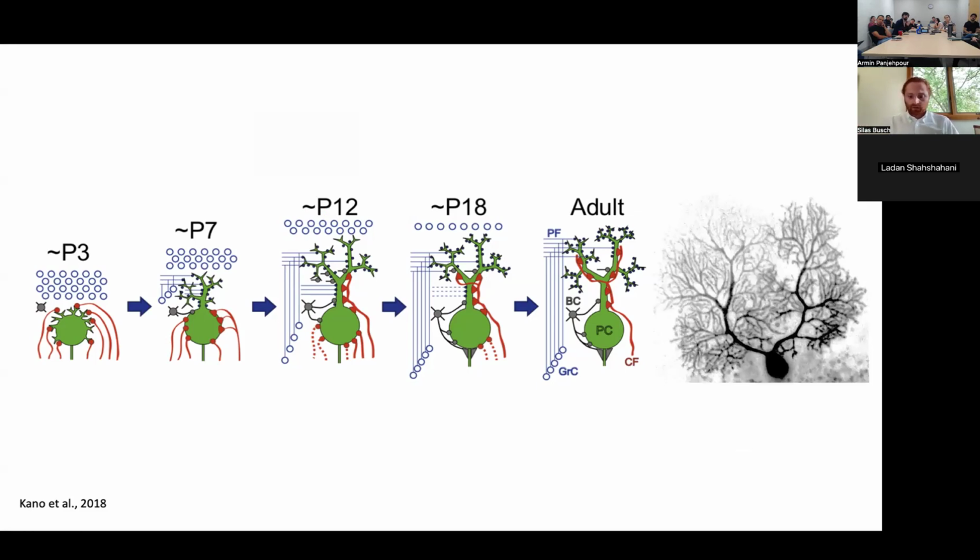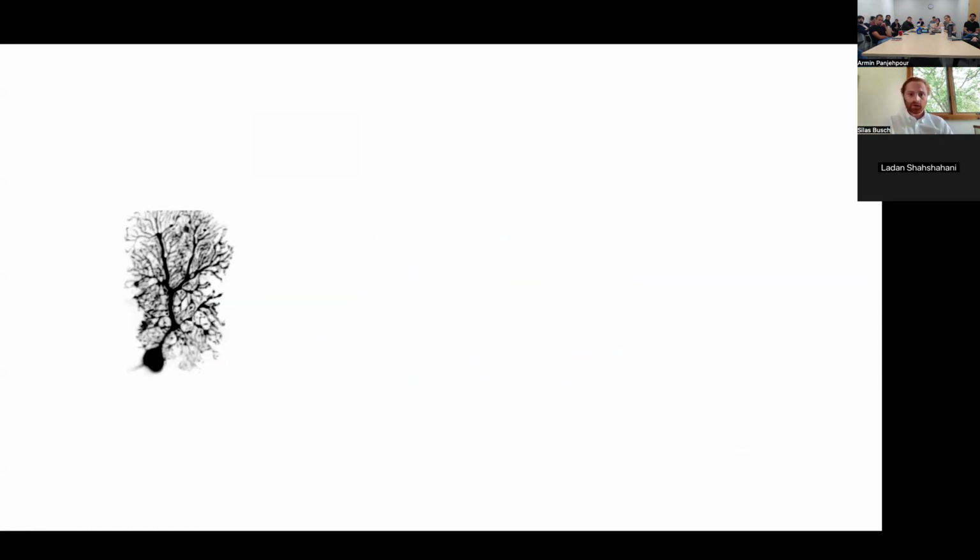But when I started patching cells and filling them with dye, so this is in acute cerebellar slices, I would sometimes find cells that looked like this in the mouse. So you can appreciate this cell has two primary dendrites coming out of the soma. And so that kind of raised the alarm bells for us. What might happen here? Would that afford something different for the climbing fiber translocation process?